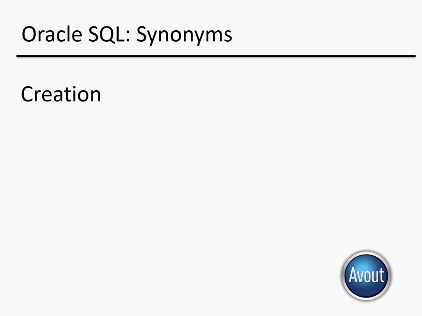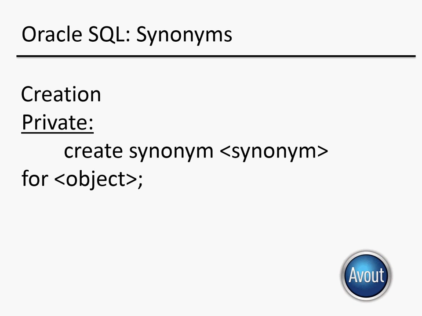To create a synonym, it's real simple. To create a private synonym, you just say create synonym, the synonym name, for whatever object you're trying to create a synonym for. Like I said, the most common ones are tables and views.